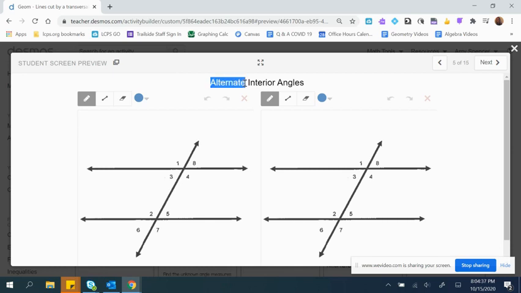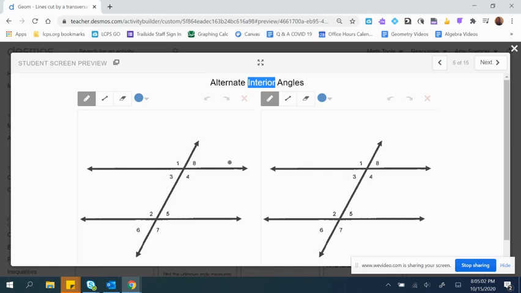Alternate, think about that meaning things that are opposites or things that are going back and forth. So when we talk about the alternate, we're talking about that in reference to the transversal. So it has to be on one side of the transversal and then also on the other side of the transversal. So back and forth, one on the left and one on the right for it.